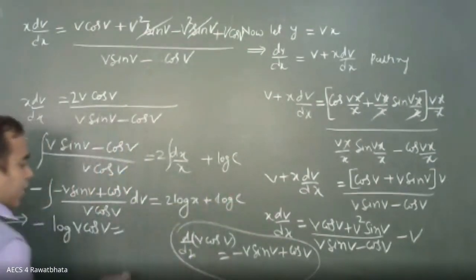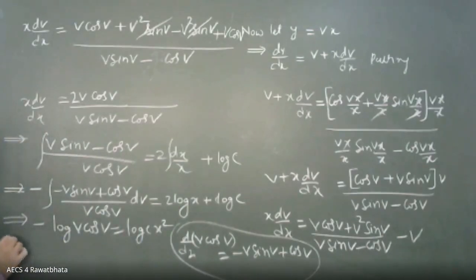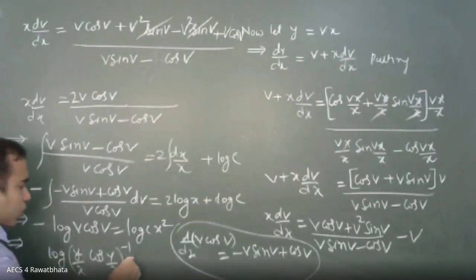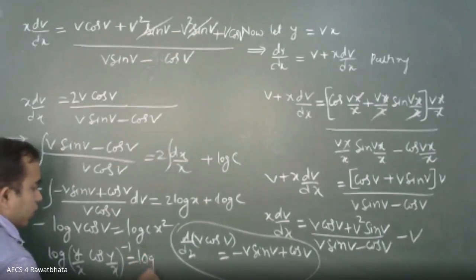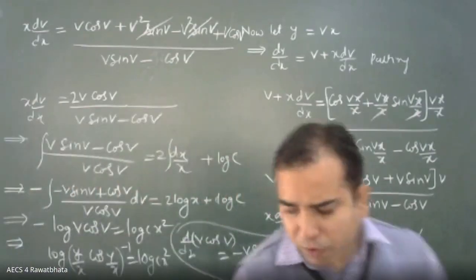2 on that side, and it will become log c x square. Minus, taking in exponent, so in place of log v, y upon x cos y upon x, whole power minus 1 equal to log cx square. Now remove log from both the sides and simplify it further.